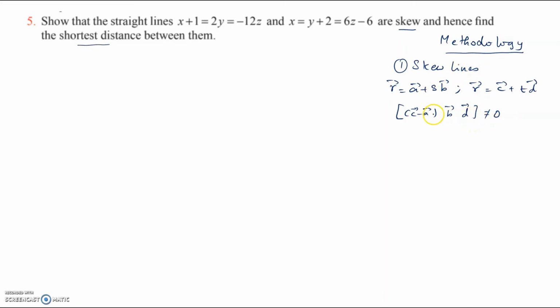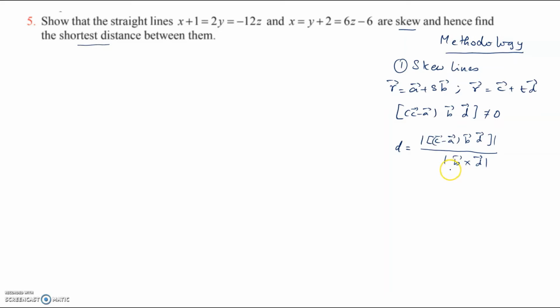So after we prove this, then what we need to do is to find the shortest distance, we apply the formula d is equal to the absolute value of the scalar triple product c vector minus a vector, b and d, the absolute value divided by b cross product with d. So if we find this value, then we find the answer to our problem.